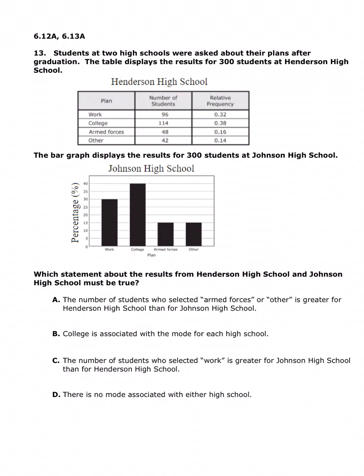A. The number of students who selected armed forces or other is greater for Henderson High School than for Johnson High School. B. College is associated with the mode for each high school. C. The number of students who selected work is greater for Johnson High School than for Henderson High School. D. There is no mode associated with either high school.